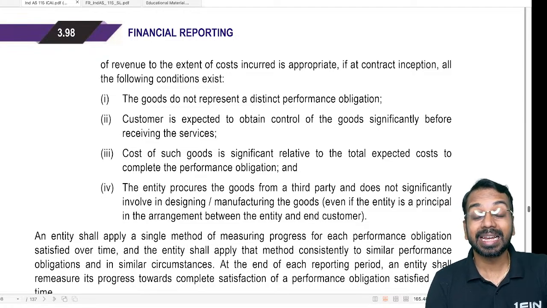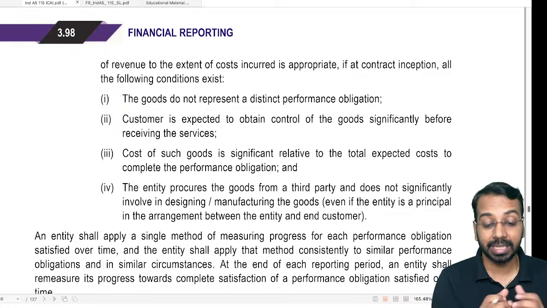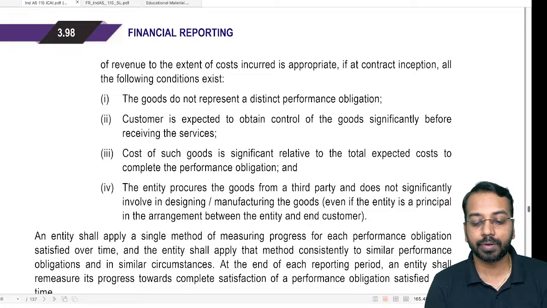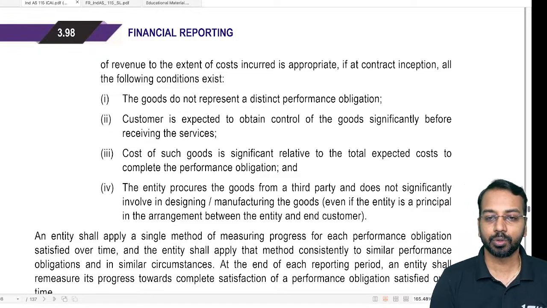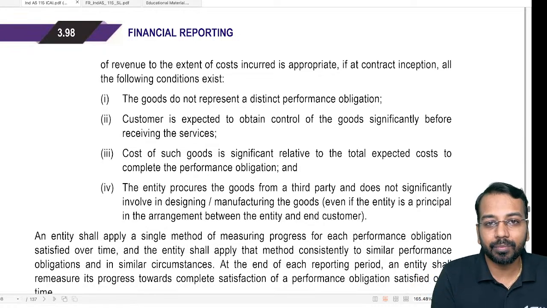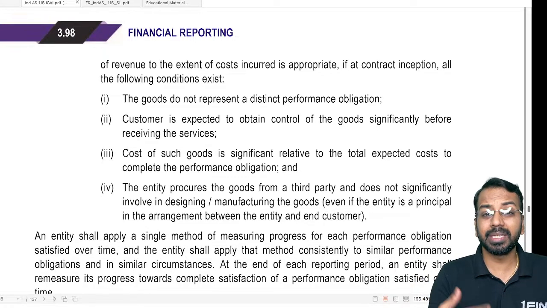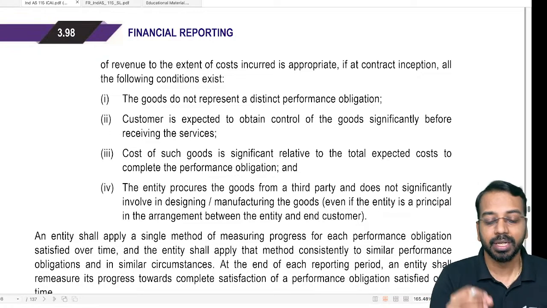Cost of good is significant relative to the total expected cost. The lift cost is significant. And the entity procures goods from a third party and does not significantly involve in designing and manufacturing the goods, even if the entity is a principal arrangement between the entity and the end customer. So I purchase the lift, as it is I deliver it to the site. I am not involved in customizing, designing and all of that. So in such kind of scenario, we have to adjust the input method.